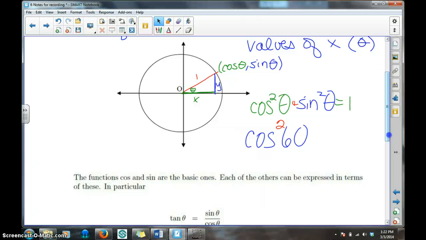Like, if we don't want to get mixed up, can we just write cos 60 in parentheses? The whole thing in parentheses, that's fine too. But this is how you're going to see it when I do it, and I want you to know that.